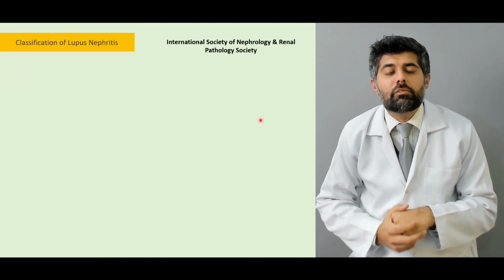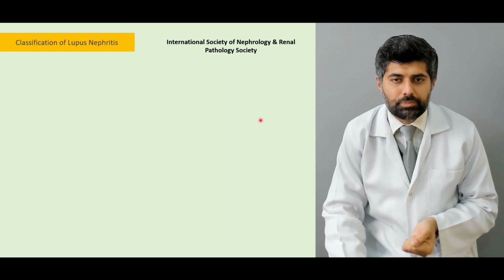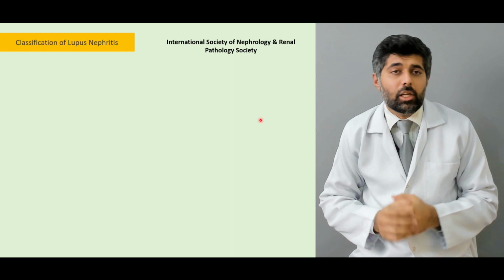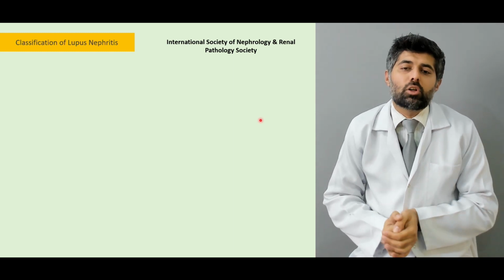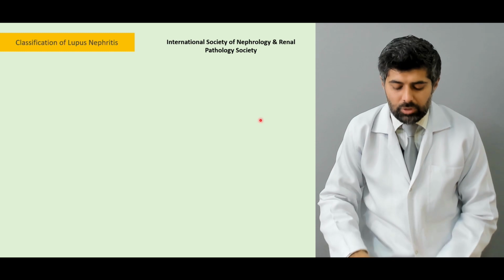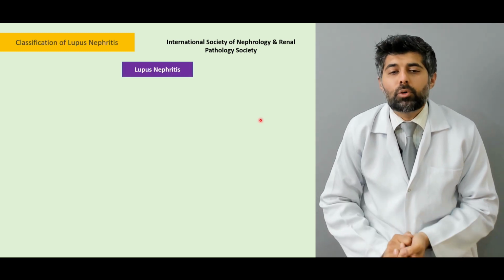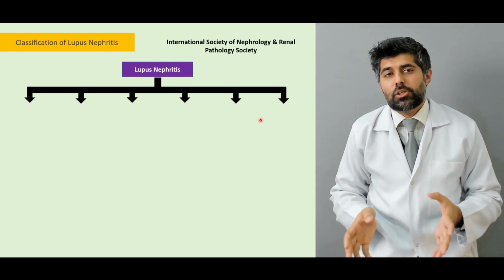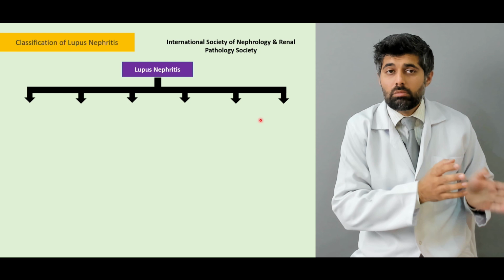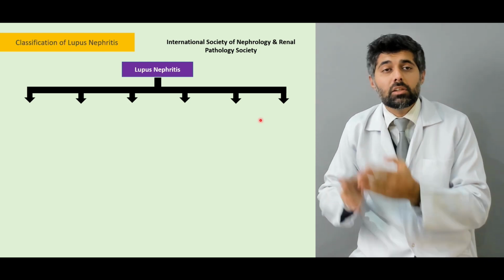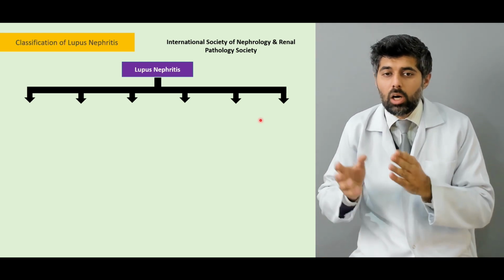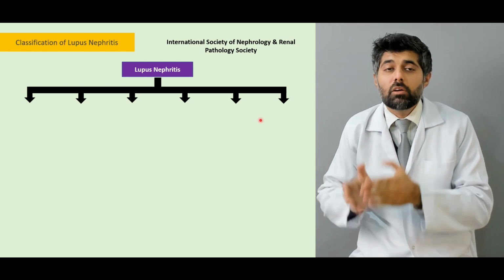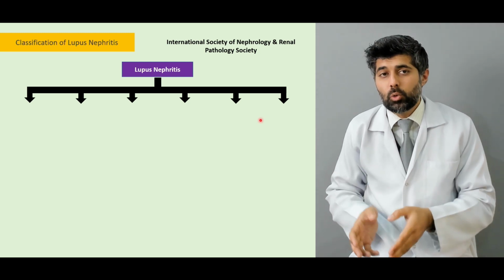Next, we have the classification of lupus nephritis. And this classification is according to the International Society of Nephrology and Renal Pathology Society. Now, this classification is very important because, like I said, the two most common presentations of SLE are one, the cutaneous one, and second, the renal one. So, lupus nephritis and its classification is necessary for every medical practitioner to learn.